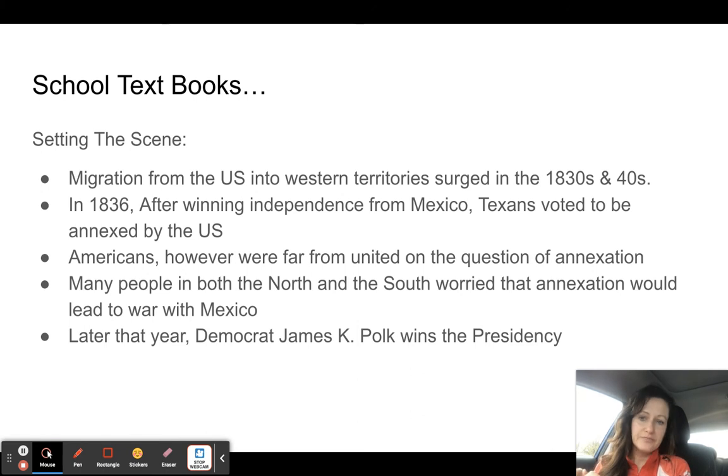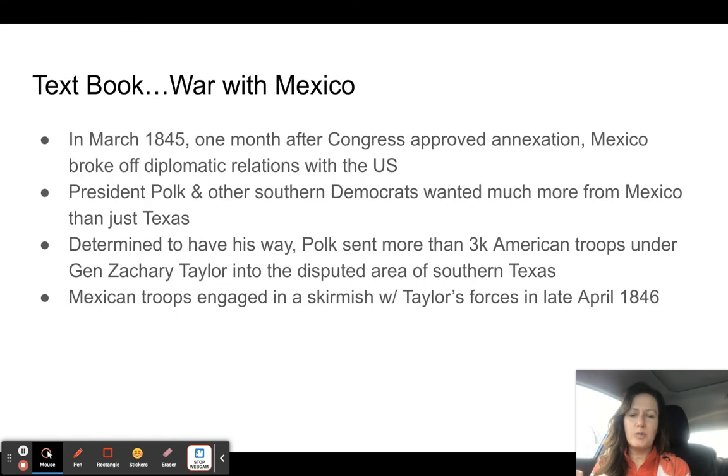And surprise, it did. And later that year, Democrat James K. Polk wins the presidency. He won that in 1844, though you didn't read that year. So here's more lines from the textbook. In March of 1845, 1 month after Congress approved annexation, Mexico broke off diplomatic relations with the United States. So there's some fill in the blanks parts here, since I'm jumping paragraph to paragraph. President Polk and other Southern Democrats, he was a Democrat, wanted much more from Mexico than just Texas, right? They weren't going to be satisfied with just Texas.